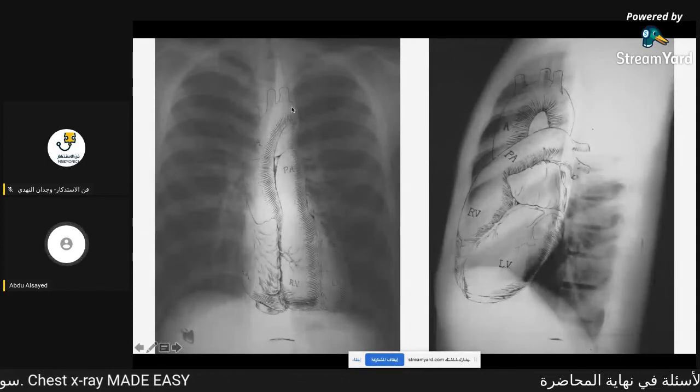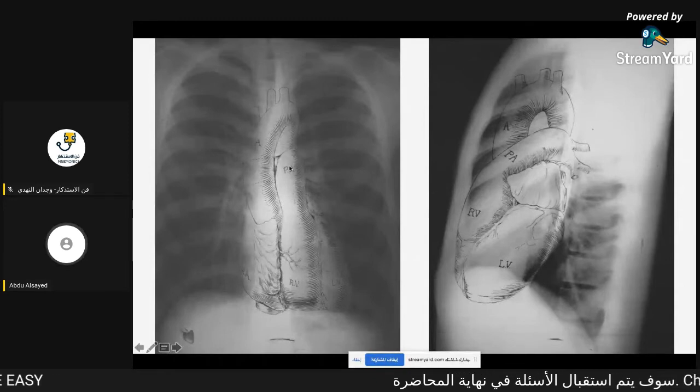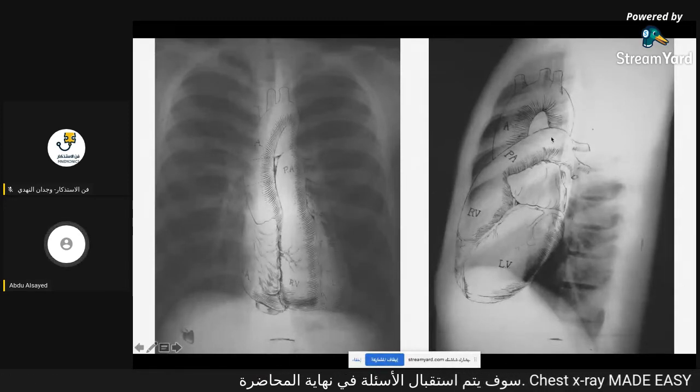This is the left ventricle, and this is the right ventricle, and this is the pulmonary arteries, and this is the aortic arch.